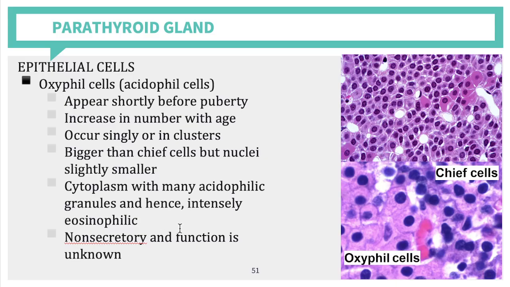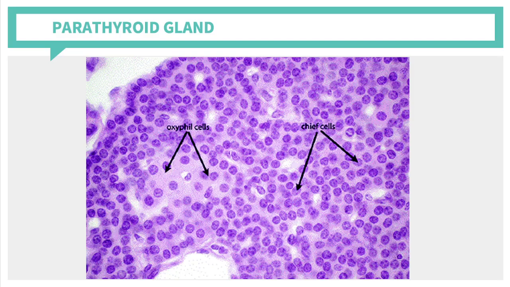Non-secretory and function is unknown. The oxyphil cells are non-secretory and their function is still unknown. Okay, how about this one? Again, more eosinophilic are the oxyphil cells, and the rest are your chief cells.